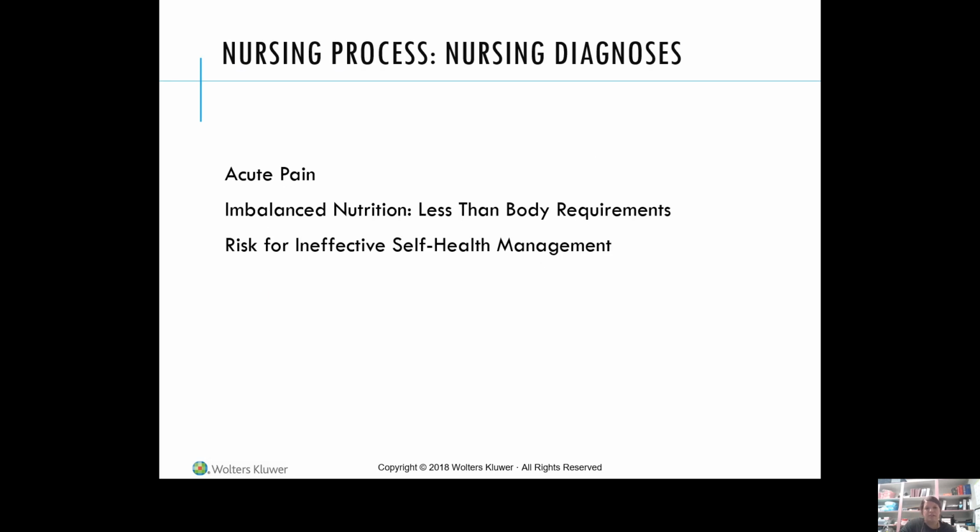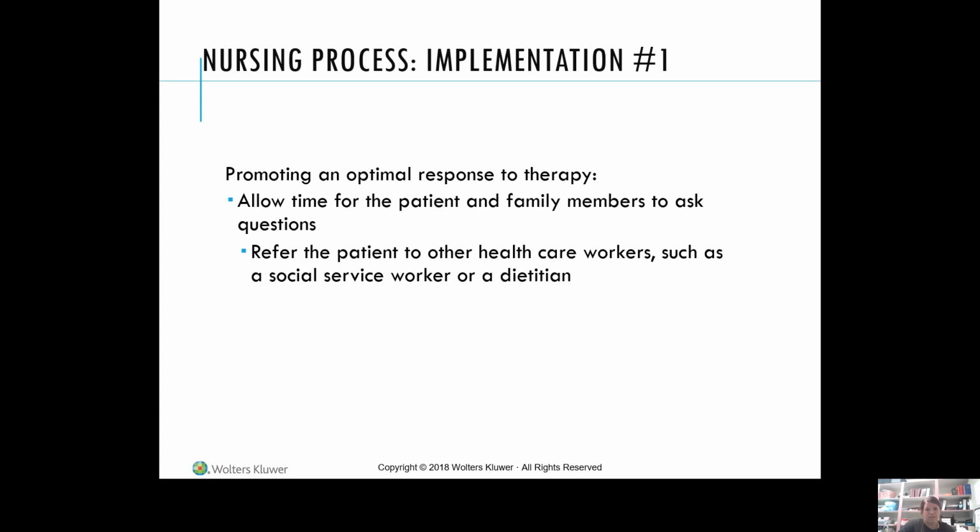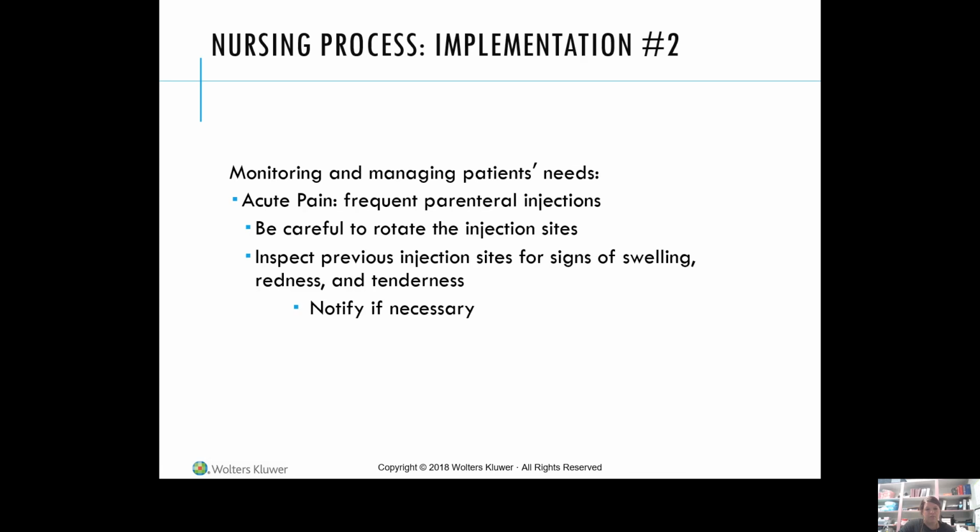And nursing diagnoses, it's going to be all related to that assessment. Acute pain could be from excessive coughing, imbalanced nutrition could be related to the medications that they're taking causing epigastric discomfort, risk for ineffective self-health management. That is your non-compliant patients who are not following their recommended course of treatment. And then I believe I've told you all of this already. Just making sure, if they're getting anything parenterally, y'all know to rotate injection sites.